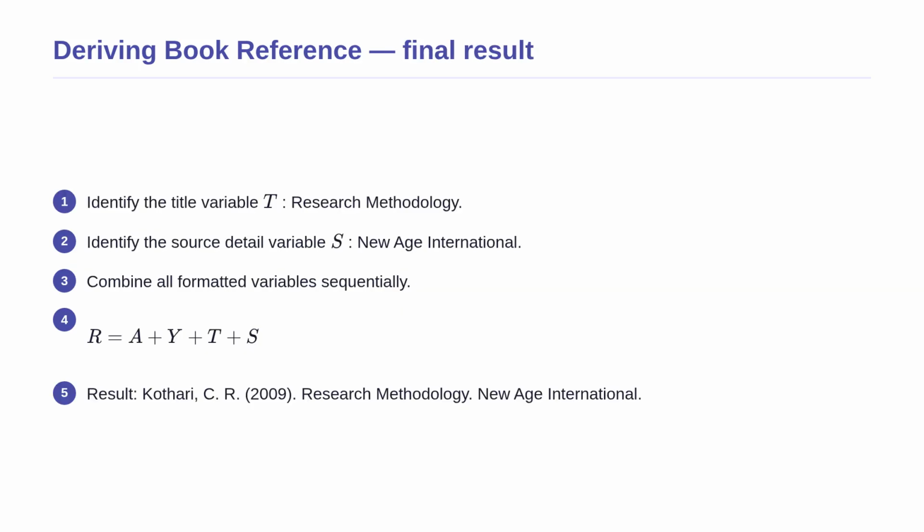Continuing our derivation, we now look at the title variable, T. We write out research methodology, and in actual academic formatting, this book title would be italicized to make it stand out. Finally, we provide the source detail variable, S, which for a book is simply the publisher's name. Here, it is New Age International, and we end the entire entry with a period.